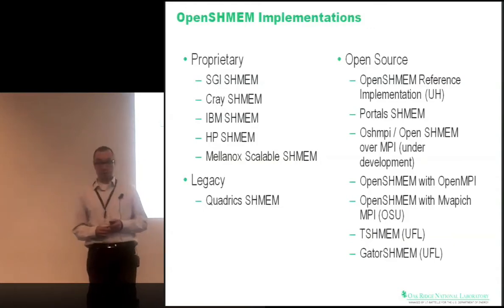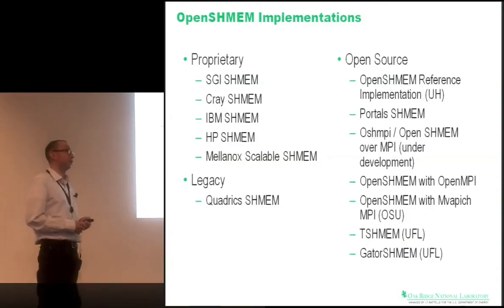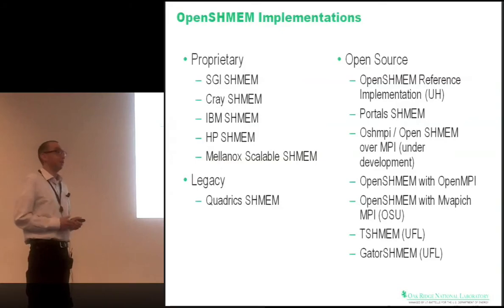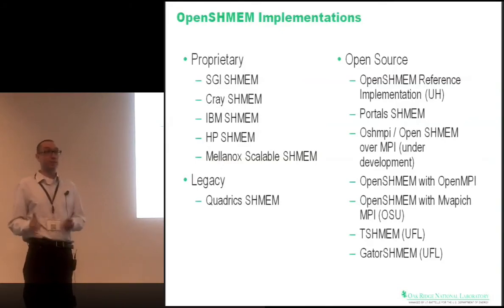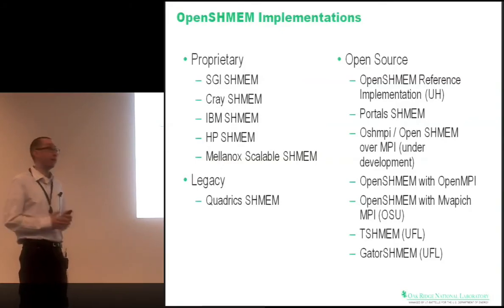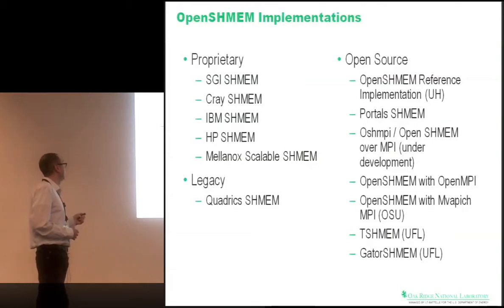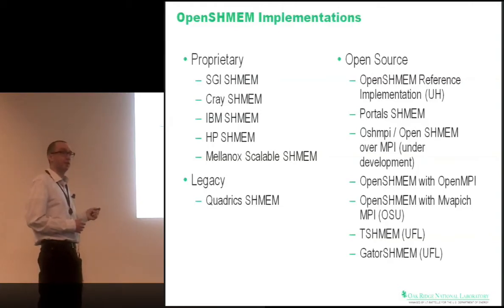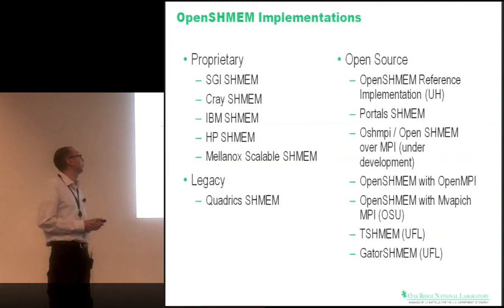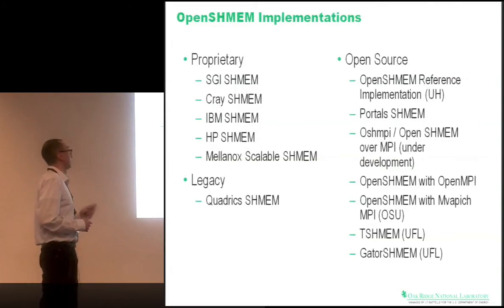OpenSHMEM implementations. We have a lot of different implementations. Different in the sense that they come from different vendors, but this time they expose the same API. So proprietary implementations: HGI-SHMEM, Cray-SHMEM, IBM SHMEM, HP SHMEM, Mellanox Scalable SHMEM. We have legacy SHMEM, which is not OpenSHMEM compatible, but it's really a cool implementation. We take a lot of ideas from Quadrics SHMEM, but this is not OpenSHMEM.